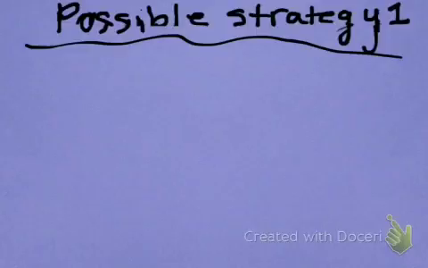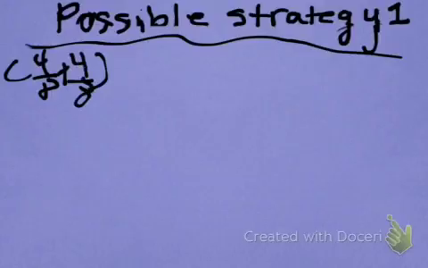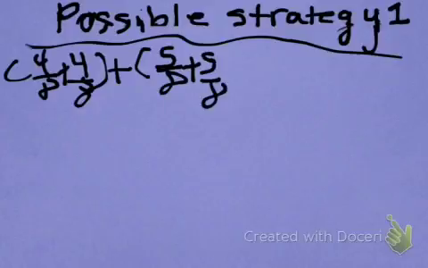Possible strategy number 1: add the lengths, add the widths, and then combine the two sums. So first we're going to do, in parentheses, 4/8 plus 4/8 because 4/8 is the length. Plus, in parentheses, 5/8 plus 5/8 because 5/8 is the width. For those two, they have two 5/8 that are parallel, so we have to do 2.